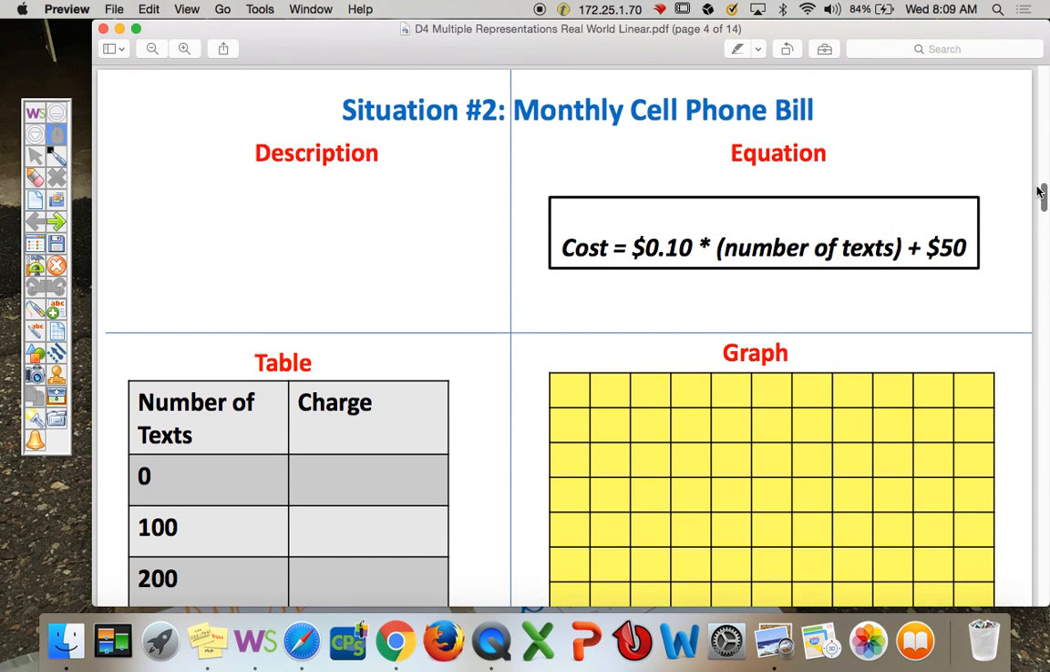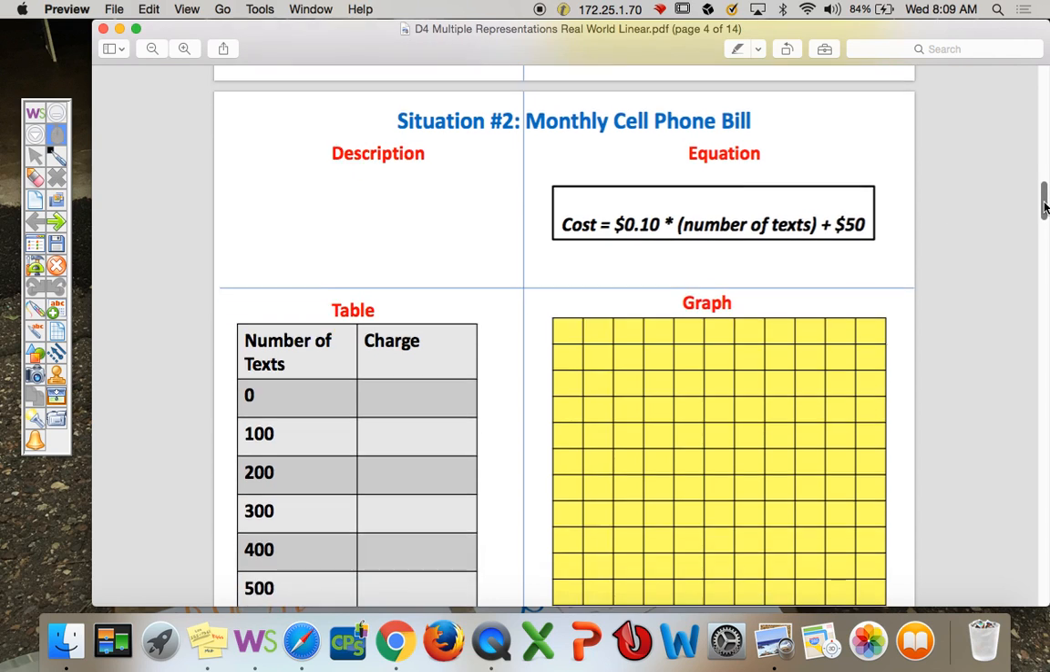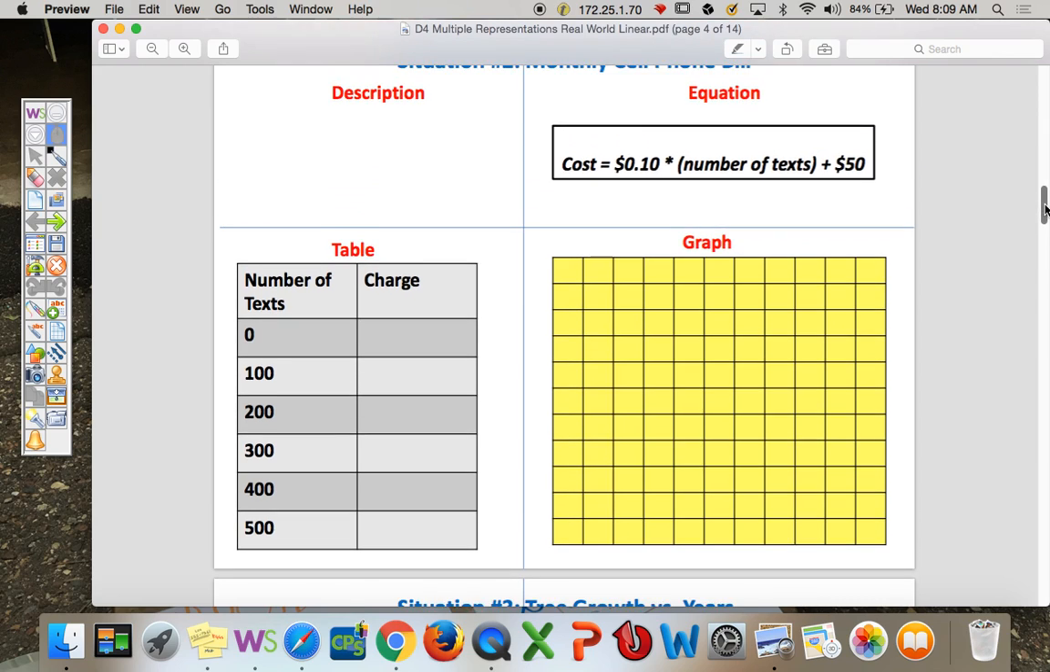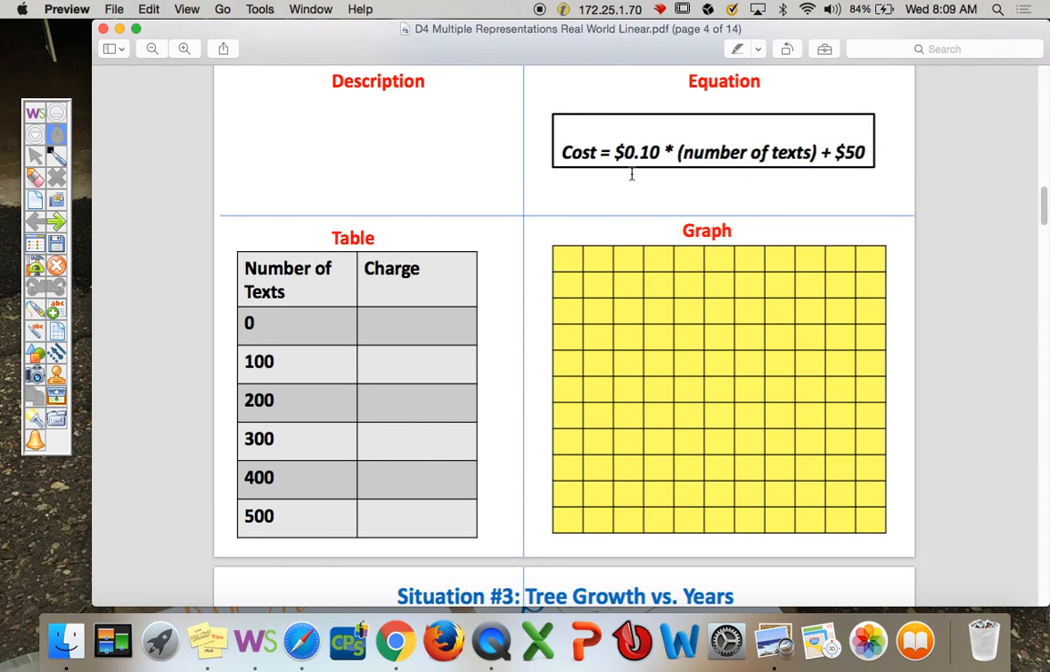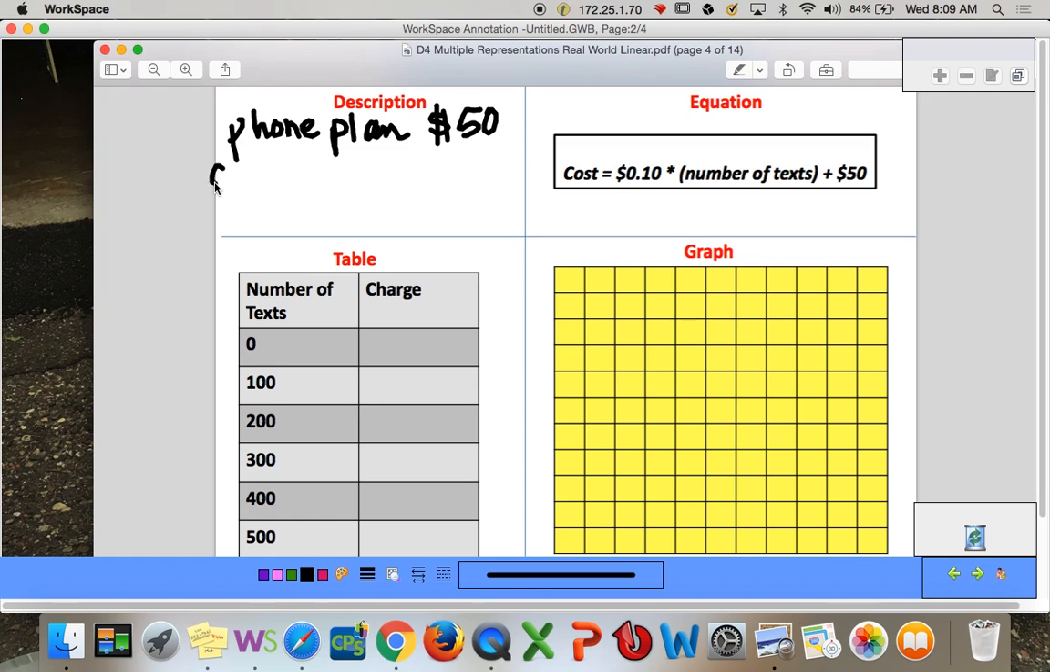So in this one, we're not given the description, but we are given the equation, and from that we can figure out everything else. So if you look at the equation, it says cost equals 10 cents times the number of texts plus $50. So if we write a description, I'm going to say that our phone plan is $50 a month plus 10 cents per text.